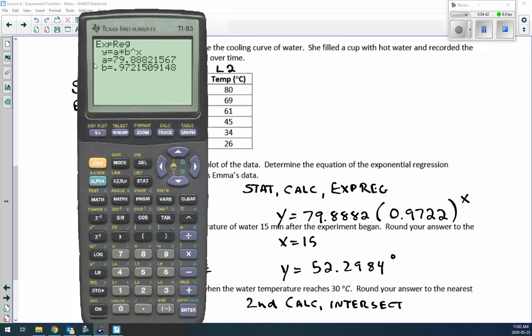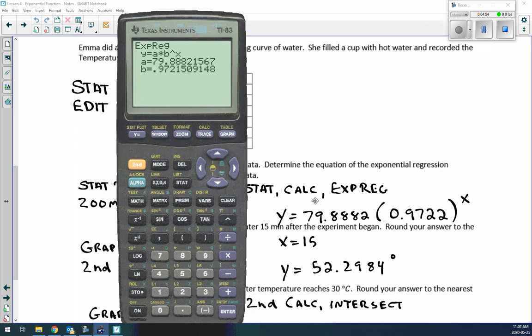So we can put it in that form. A times B raised to the power x, right? Now, if you look, oh, yeah, that's less than 1. That's why it's decreasing, right? Remember, if it was greater than 1, it'd be increasing. Now, we have the equation there, and I just went to 4 decimal places.